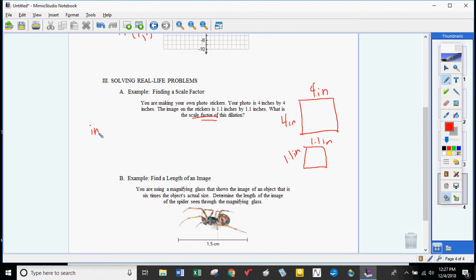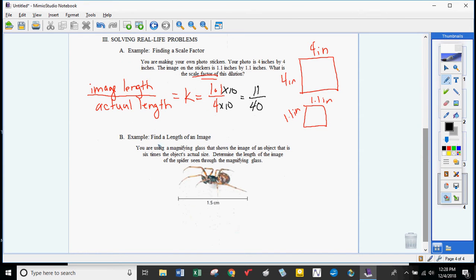So remember, the scale factor is the image length after the dilation over the original shape, or the pre-image, or the actual length. So my scale factor is found by doing 1.1 over 4 and then simplifying this. Multiply the top and the bottom by 10. So my scale factor is 11/40.